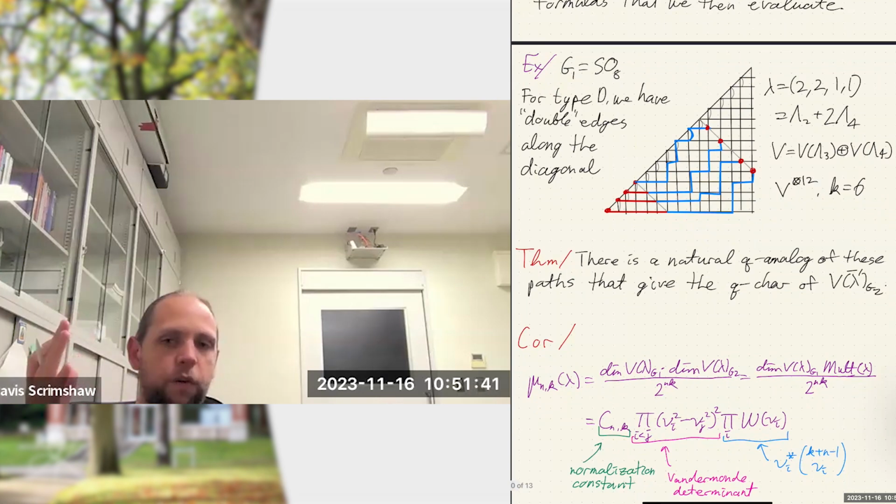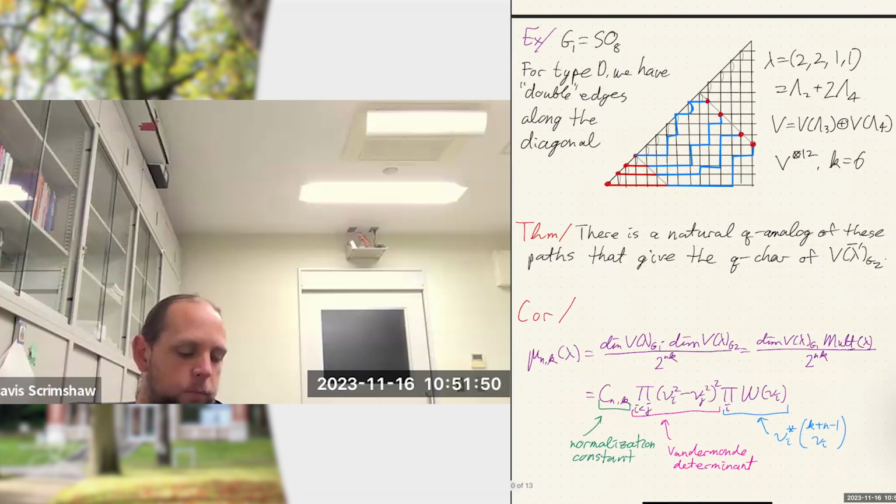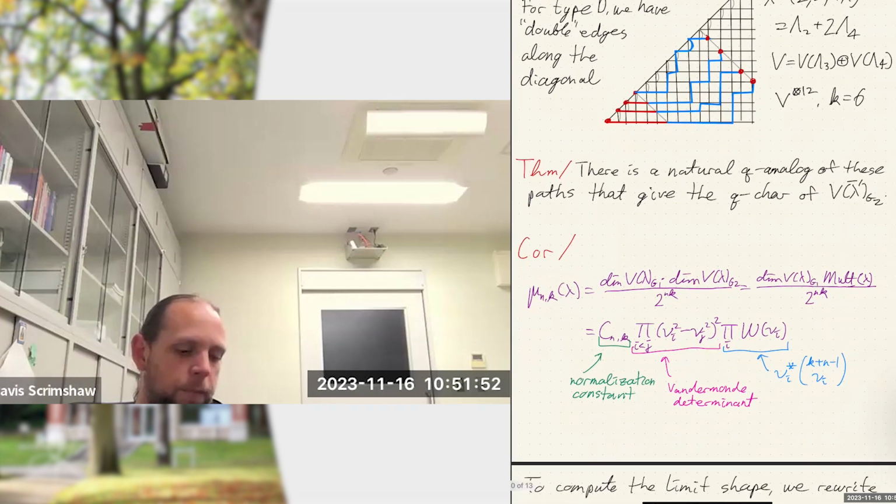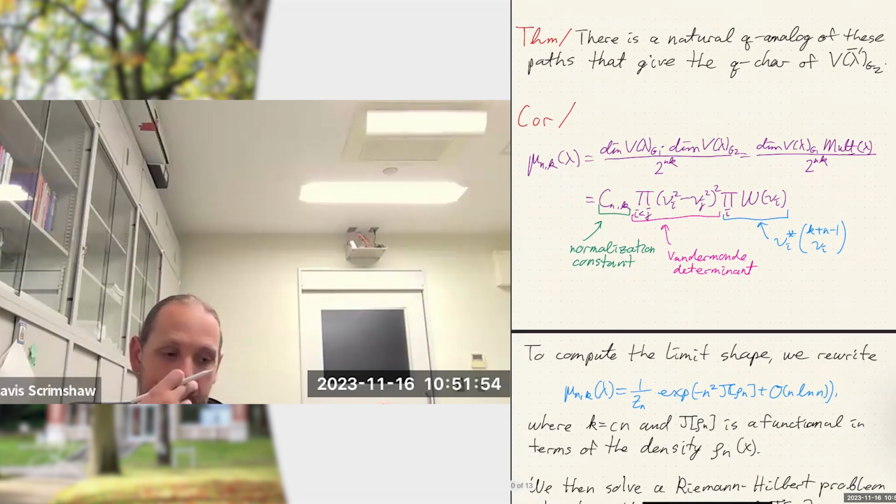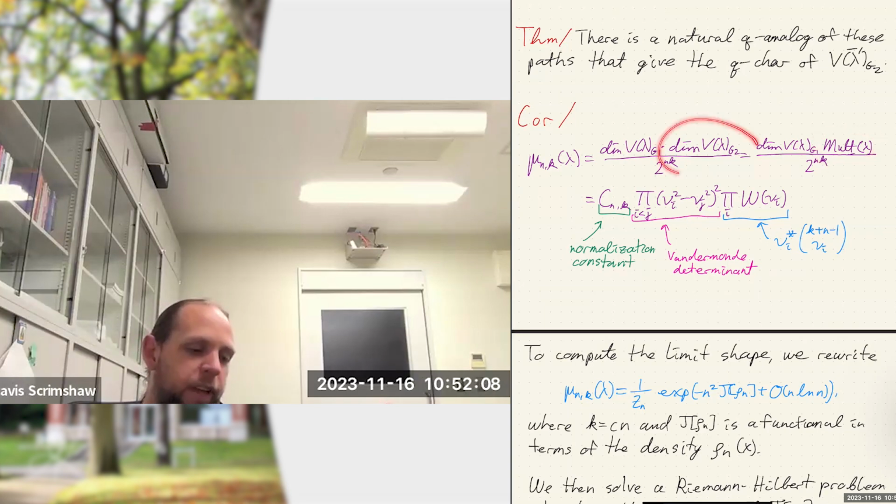And you can Q-deform these, and what we're able to show is that these are equal to the Q character of the G2 representation we're after. And, well, we have these determinant formulas. We can actually evaluate them as a product formula. And from that product formula for these multiplicities, which is the same thing as our dimension here.